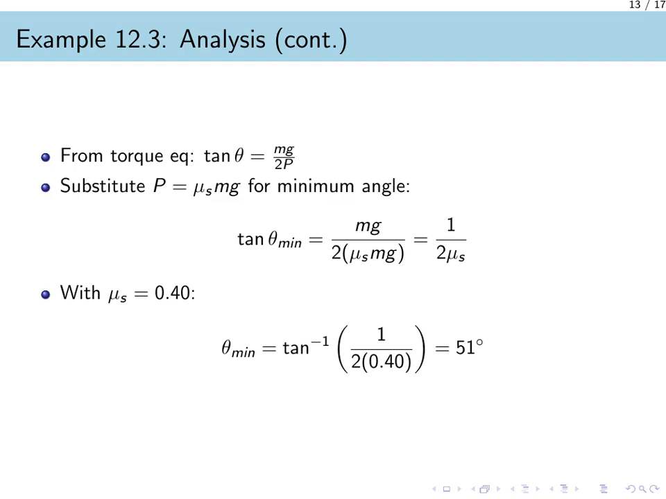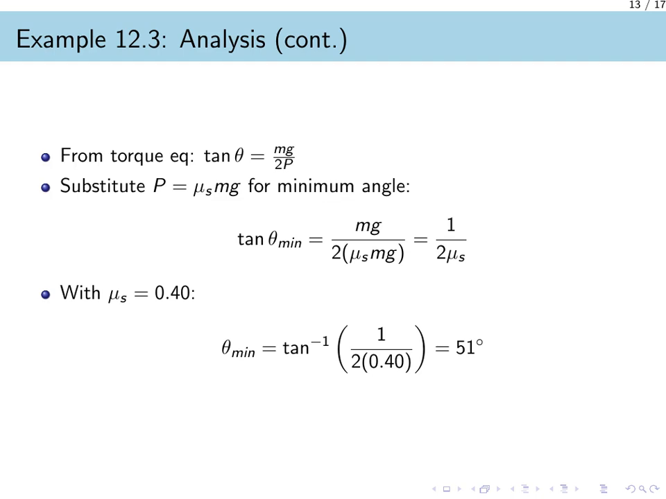To find the minimum angle, we use the condition for impending motion. At this point, the wall force P must balance the maximum static friction, which is the coefficient mu sub s times the normal force. Since the normal force equals the ladder's weight, P becomes mu sub s times mg. Substituting this expression for P into our torque equation reveals something interesting. The term for the ladder's weight, mg, appears in both the numerator and the denominator, so it cancels out completely.